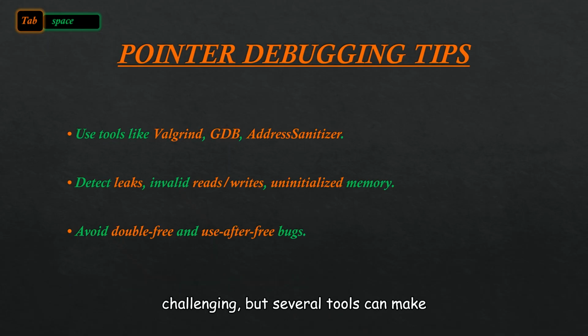Debugging pointer issues can be challenging, but several tools can make your life easier. Valgrind, for example, is a powerful tool that detects memory leaks and invalid memory access. GDB is the GNU debugger that lets you trace and inspect variables, memory, and pointer values line by line. AddressSanitizer, which is built into many compilers like GCC and Clang, detects out-of-bounds access and use-after-free bugs in real time. These tools are essential when building complex applications where even a single pointer error could crash your program.